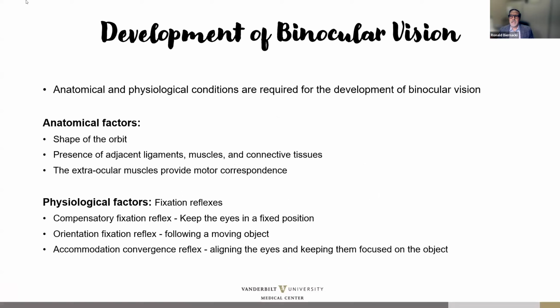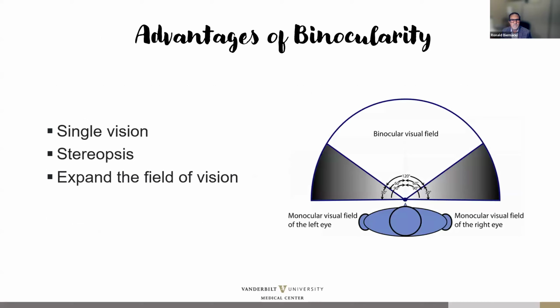So before we look at the test, let's look at the development. There are both anatomical and physiological conditions that are required for the development of binocular vision. At birth, fixation is poorly developed, with the child having only random, non-conjugate, and aimless ocular movements. Then at about 2 to 3 weeks, they can follow light monocularly, and beginning around 6 weeks, they'll follow light binocularly. Convergence is absent at birth. It starts to develop about 1 month of age, and it's well established by 6 months.